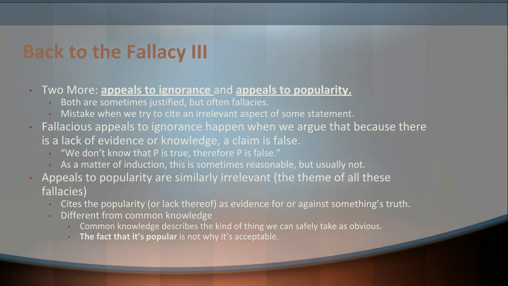The same sort of thing goes on with appeals to popularity. And this is, again, why we call this a fallacy of relevance, because it just has nothing to do with what's going on. An appeal to popularity, especially a fallacious appeal to popularity, happens whenever somebody tries to cite how widely believed something is as evidence that it's true.